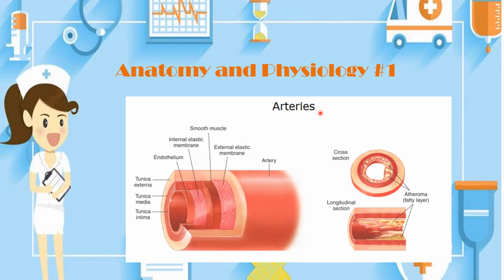So let us now have a review of the anatomy and physiology of the arteries. So remember that the arteries contain three concentric layers of tissue: the intima, which is also known as the tunica intima, the media or the tunica media, and the adventitia, also known as the tunica externa. The internal elastic membrane borders the intima and the media. The external elastic membrane separates the media from the adventitia.